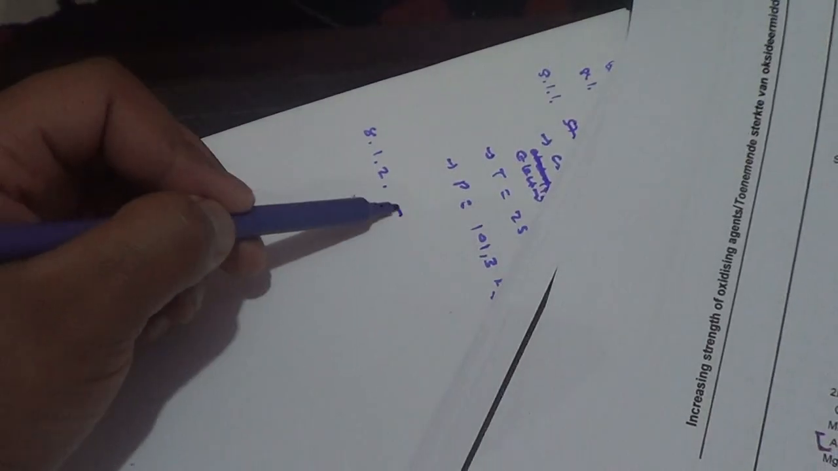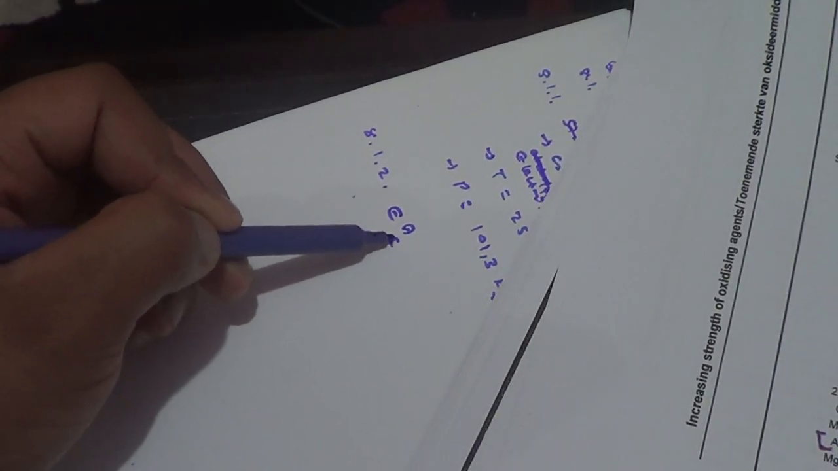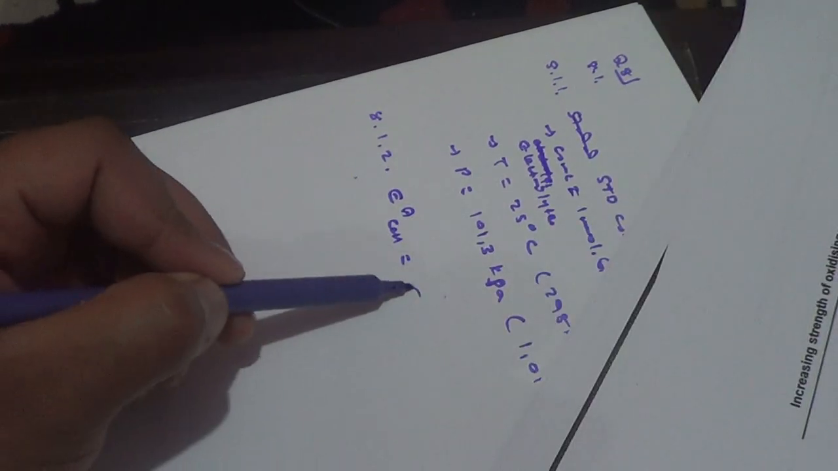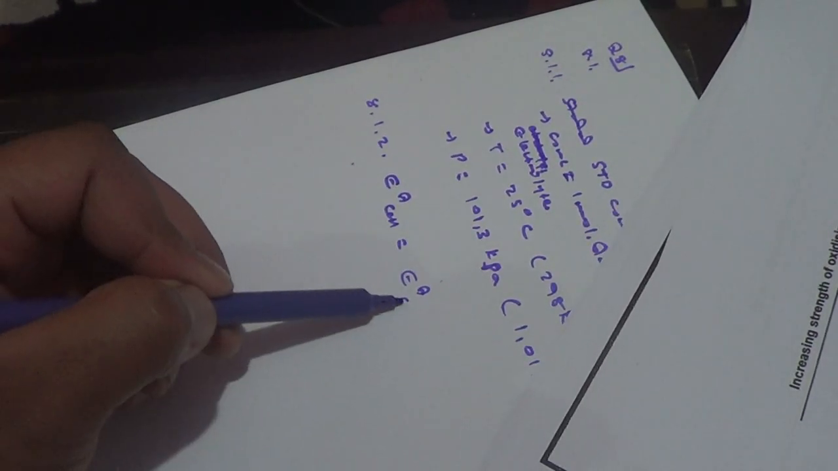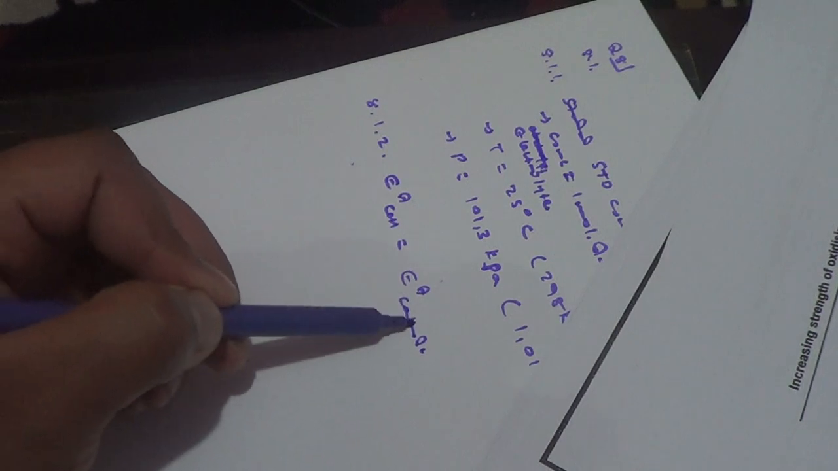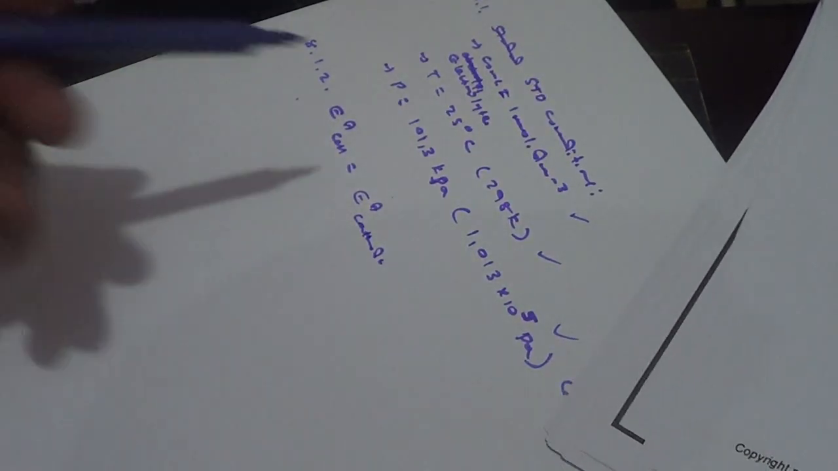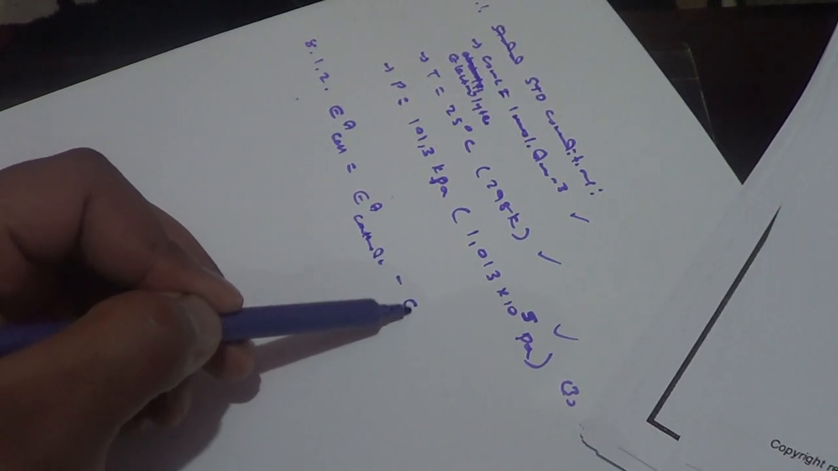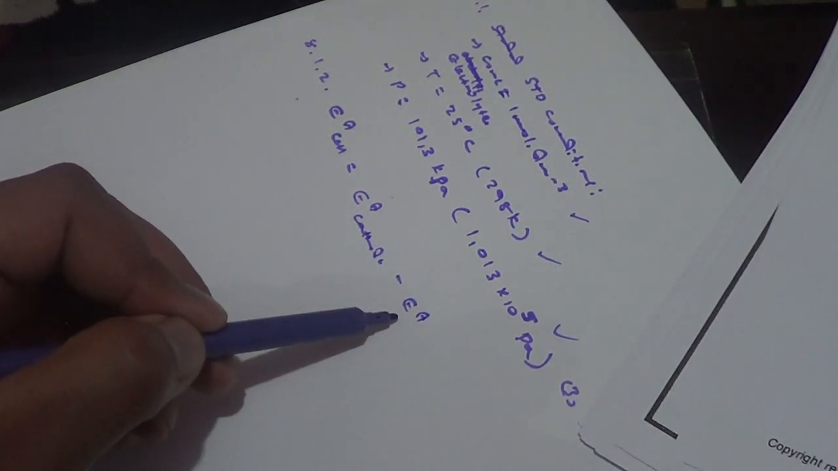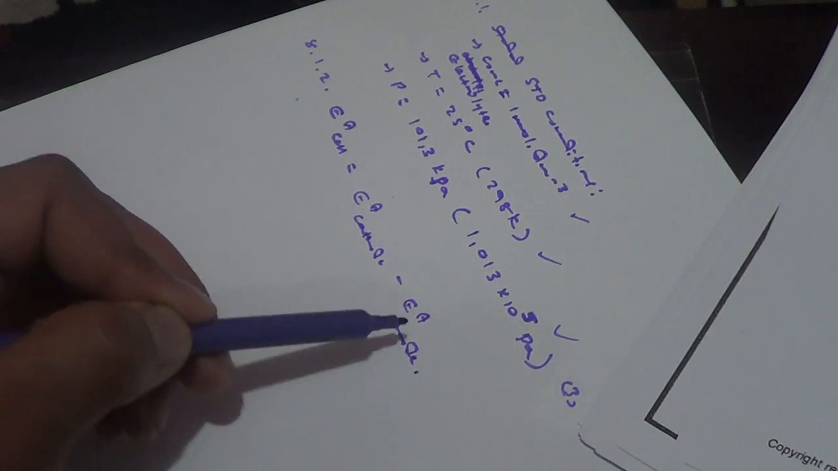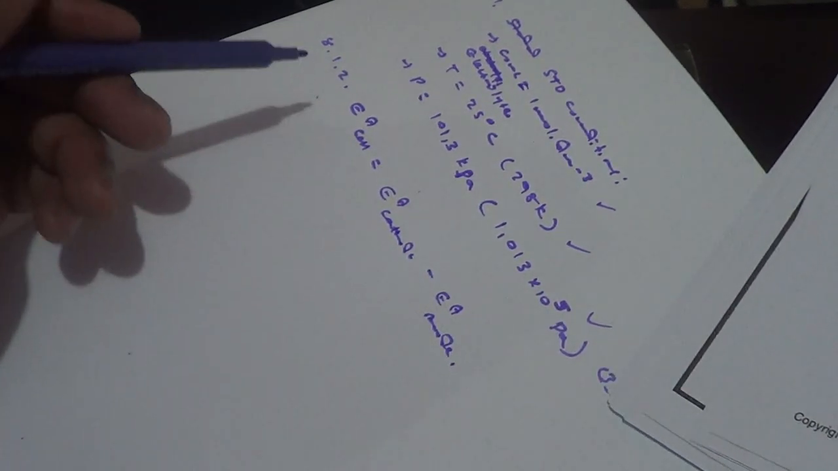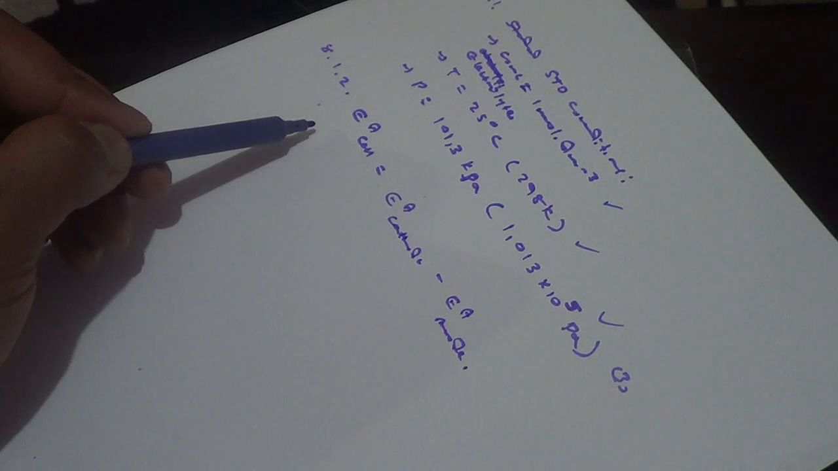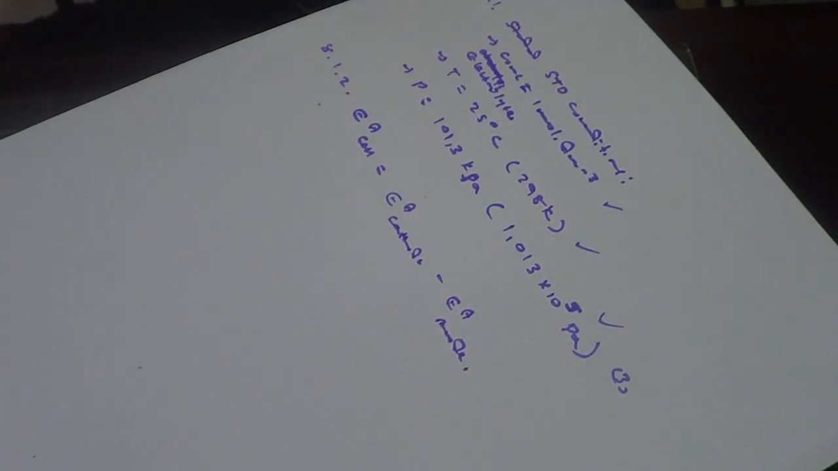So we know that the electrode potential of a cell equals the standard electrode potential of the cathode, or the oxidizing agent, minus the standard electrode potential of the anode, or the reducing agent. It's up to you what you say. Now they told us what the value is there.